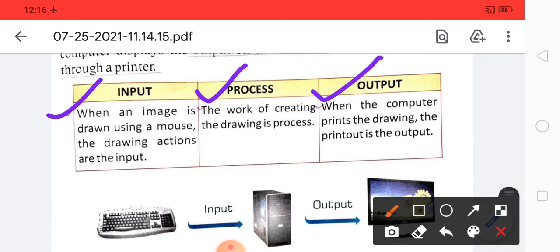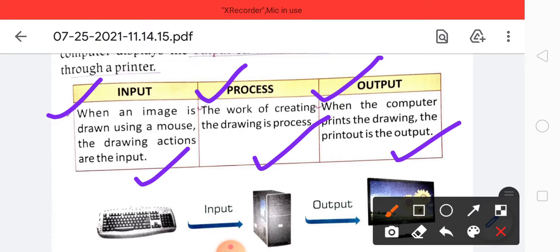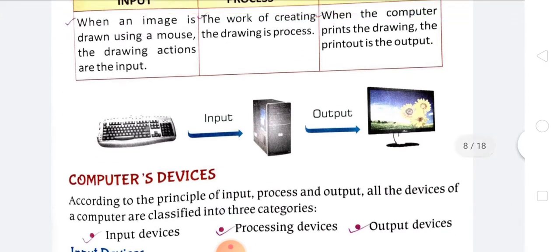When an image is drawn using the mouse, the drawing actions are input, and the work of creating the drawing is called process. And when the computer prints the drawing, the printout is known as output. So here these three steps are found.